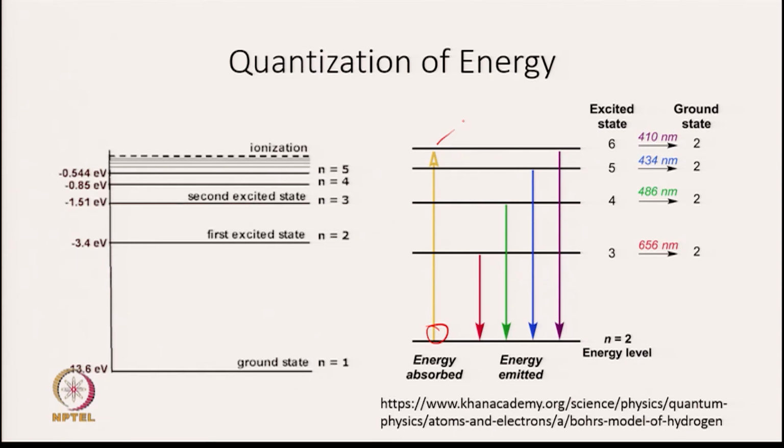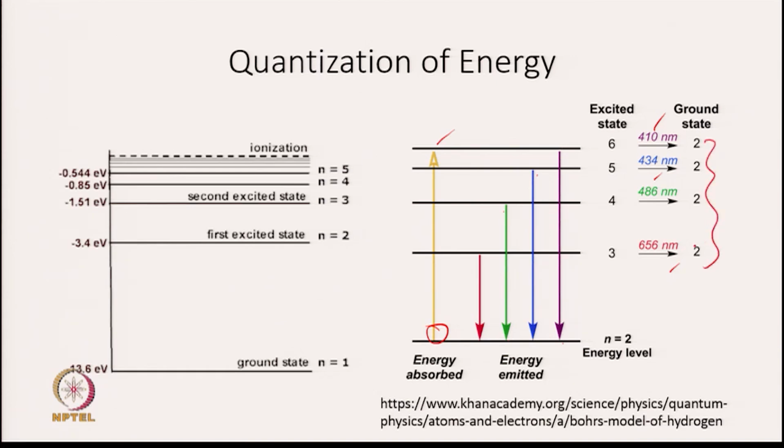If it comes back from 6 to n equal to 2, light of 410 nanometer will be emitted. If it comes back from 5 to n equal to 2, then 434 nanometer will be emitted. If it comes from 4 to n equal to 2, then 486 nanometer light will be emitted, and when it comes from 3 to 2, 656 nanometer light will be emitted. So, a particular light will be emitted.